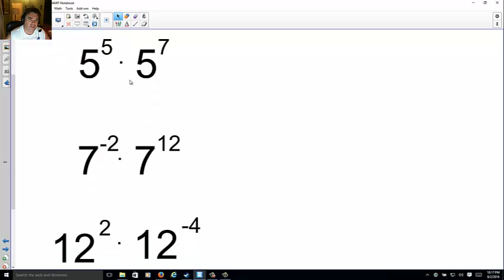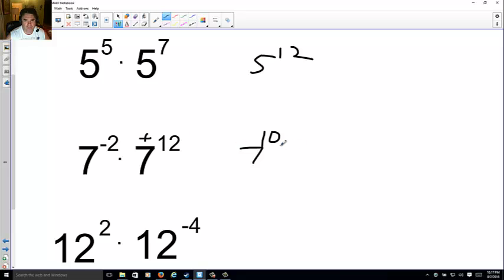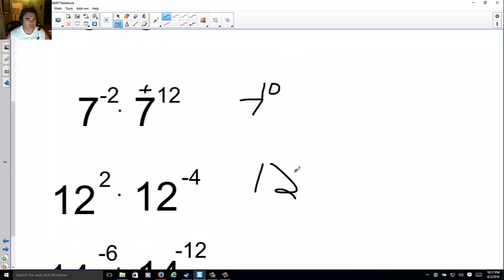So you try. Quickly go ahead and take them here. It's going to be 5 to the 12th. This is going to be 7 to the 10th. Why 10th? Because negative 2 plus 12 is going to be positive 10. 12 to the negative second power, or 1 over 12 squared, is 1 over 144.